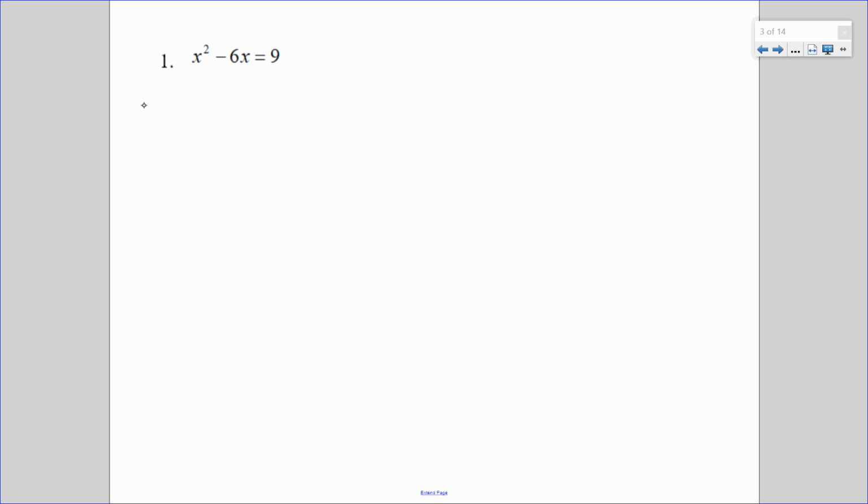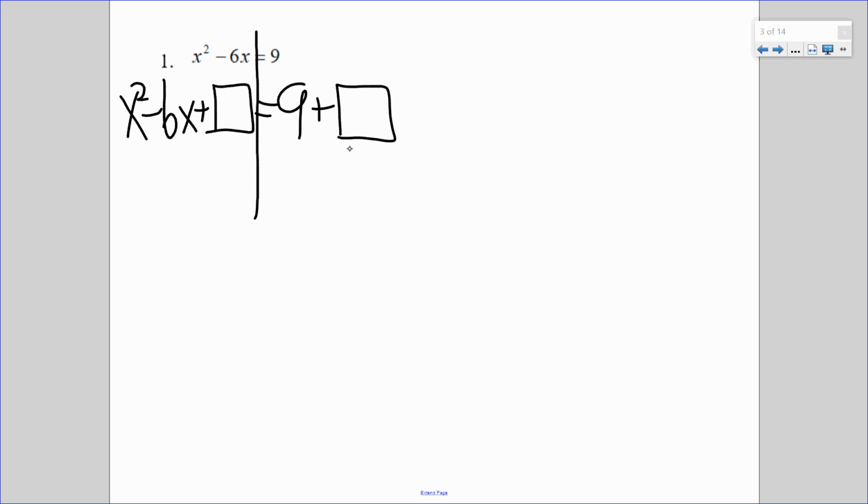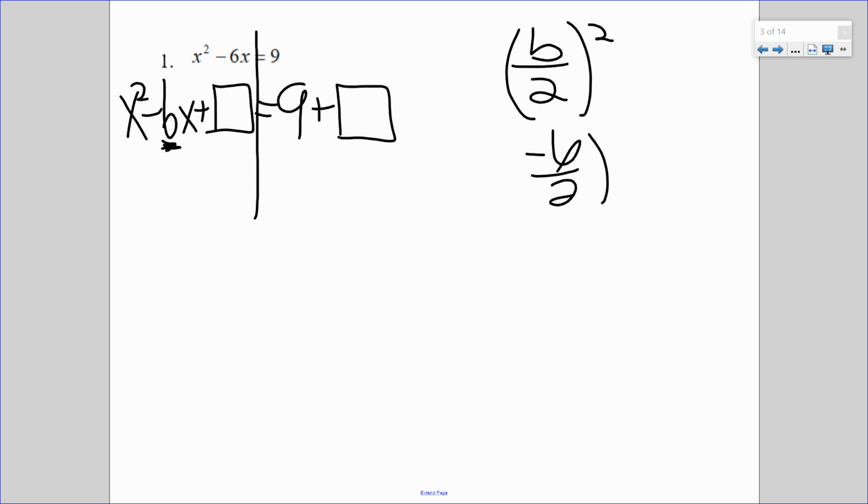So it's time to complete the square. So I'm going to add this big blank square to both sides. And to determine what goes inside that square, it's b over 2 squared. Where b is the same b as the quadratic formula lesson, it's what's in front of the x. So in this case, it would be negative 6 over 2 squared. Negative 6 over 2 is negative 3 squared, which is 9.